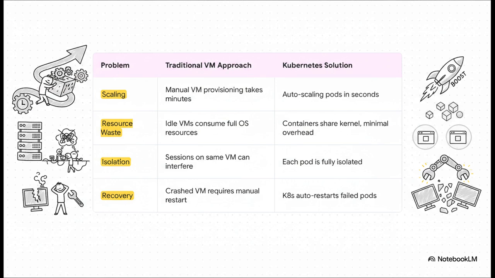But now, look at the Kubernetes side. Scaling, that happens automatically in seconds. Resources, shared efficiently, so there's almost no waste. Every single session is perfectly isolated. And if one of them fails, Kubernetes just restarts it instantly. It's a completely different and, let's be honest, a much, much better way of thinking about the problem.